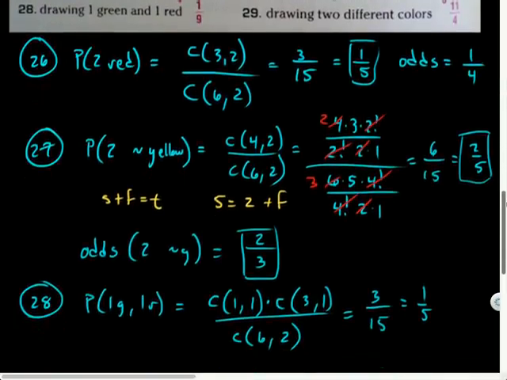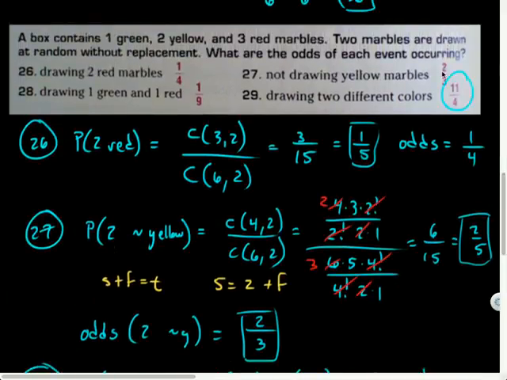Let's see, 29, the probability of drawing two different colors. Oh man, that one's crazy. Also, I want to point out, notice odds does have the potential of being greater than 1 if the ratio of success to failure is more likely than not, whereas probability was always between 0 and 1.